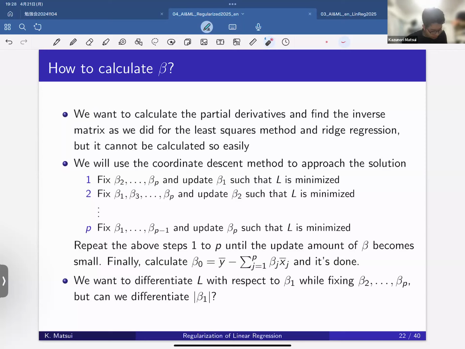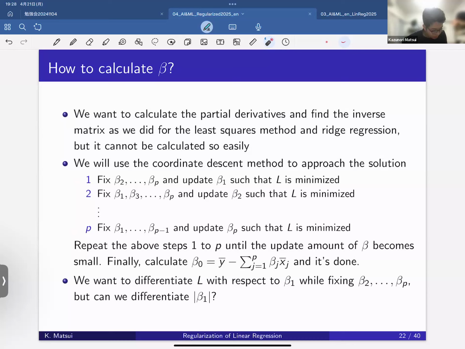We fix beta 2 through beta p, and calculate beta 1 such that the error is minimized. Next, we fix beta 1 and beta 3 through beta p and update beta 2 to minimize error. And so on. Finally, we update beta p and then start again with beta 1, repeating this process. This is the coordinate descent method. We gradually approach the solution and stop when the amount of change becomes very small.